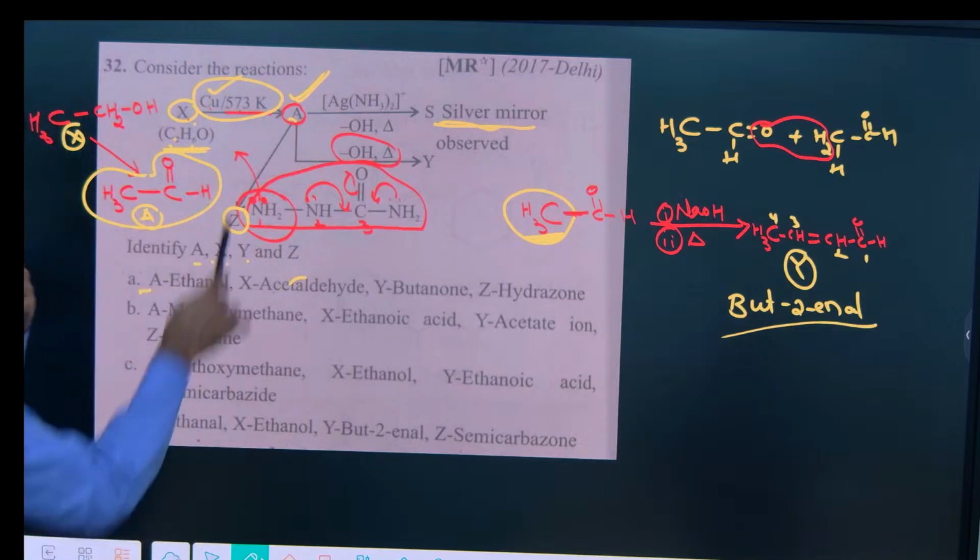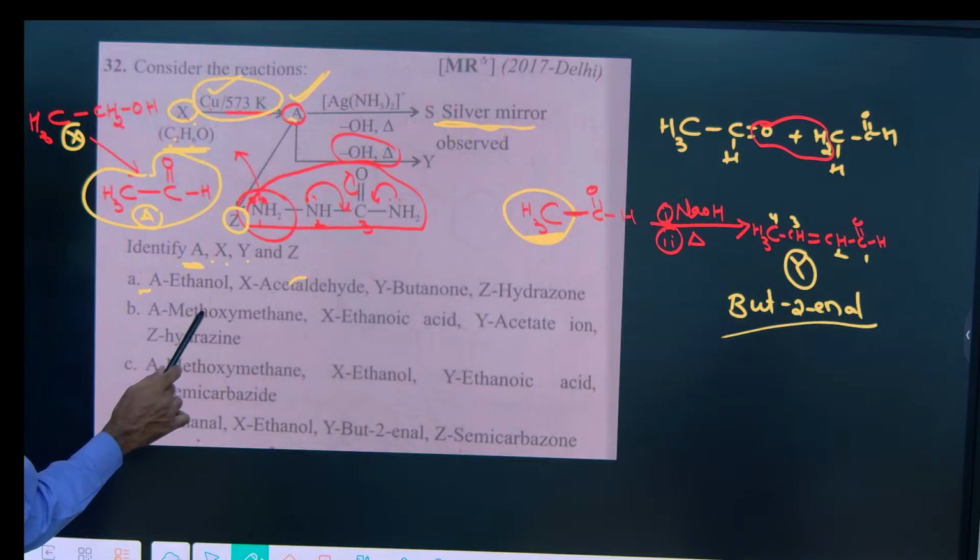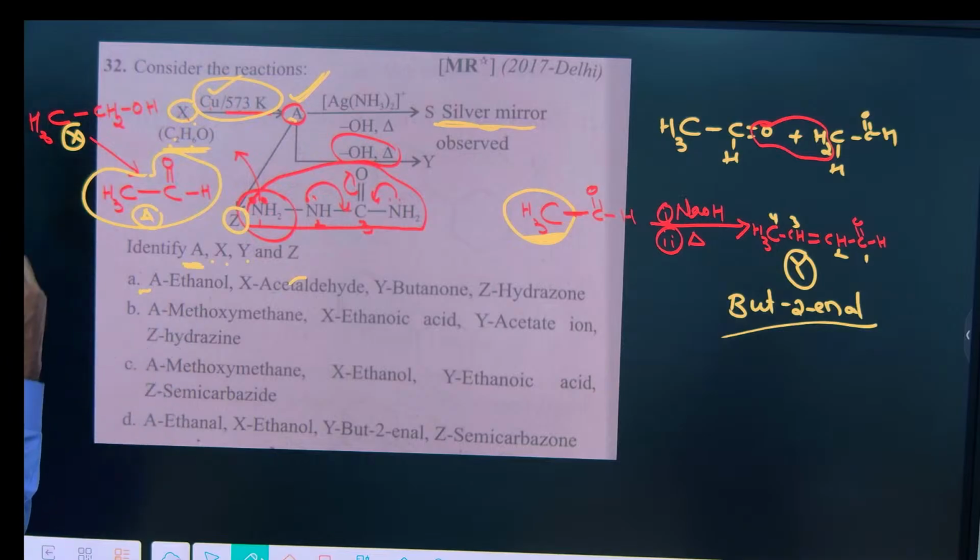So now tell me, what are A, B, C, D? I mean, A is what? Ethanol. Ethanol or ethanal? What is it?